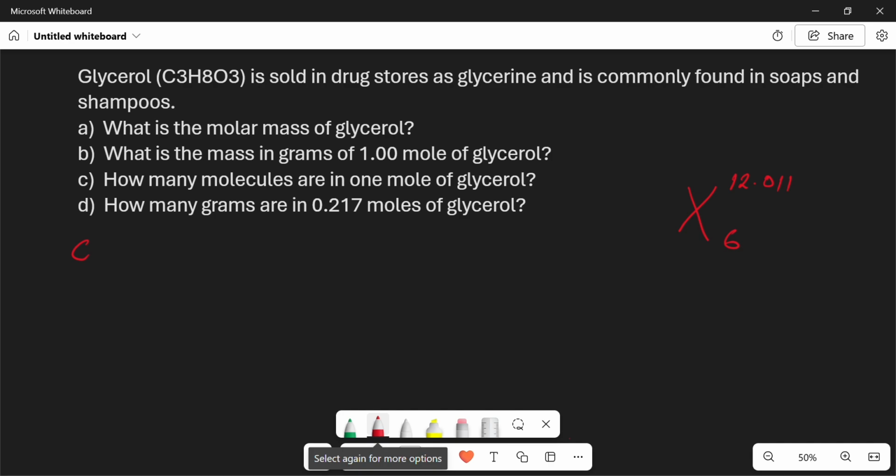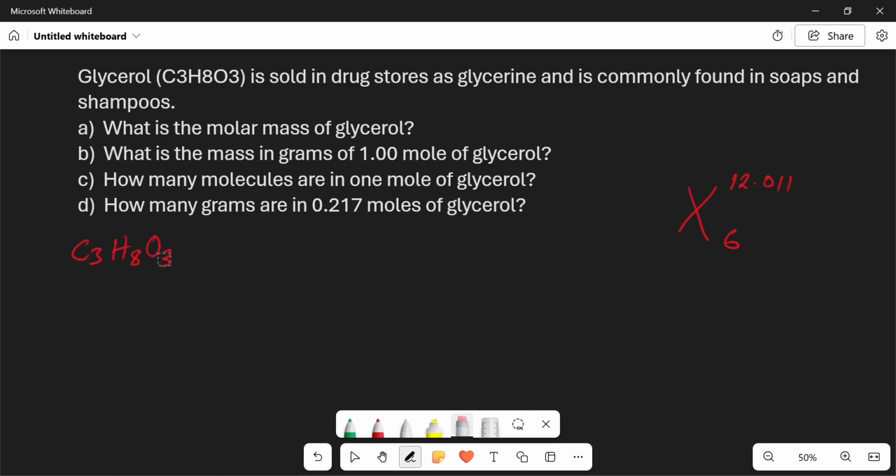So the chemical formula for glycerol is given as C₃H₈O₃. You can see it here in the question. We're given it there. So this is the chemical formula we're given. Now, in this formula, we can see that we have oxygen, hydrogen, and carbon. We have three elements in this compound.